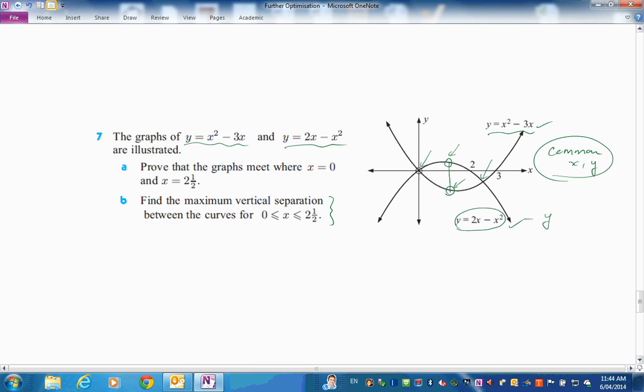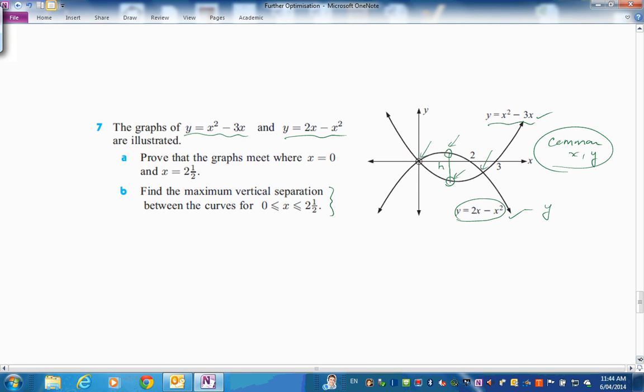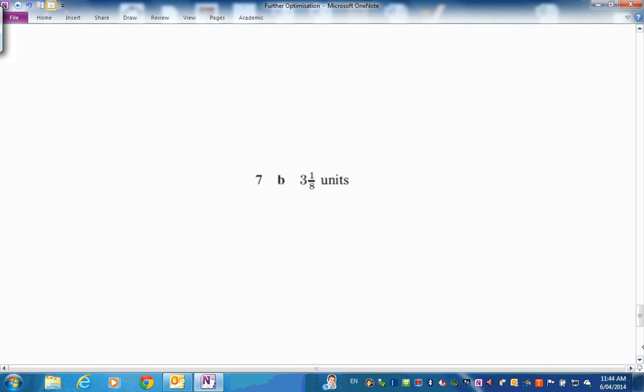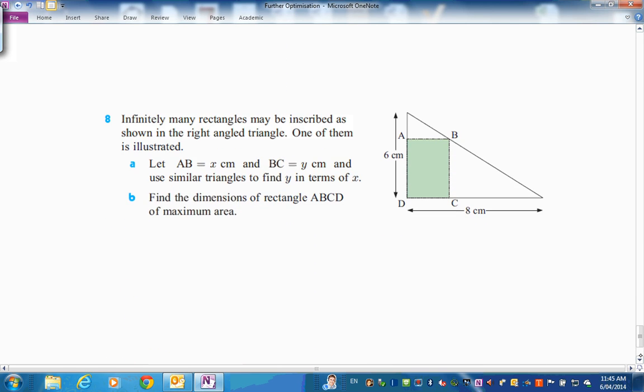And that is, you're trying to get that height in terms of a single variable, if you like, which will be in terms of x. Okay, pause it, have a go. I'll show you the answers now. There it is. It was only part B, finding the maximum separation is 3.125 or 3 1/8 units. One more from Hayes and Harris. There's a couple of interesting ones I picked out from there.